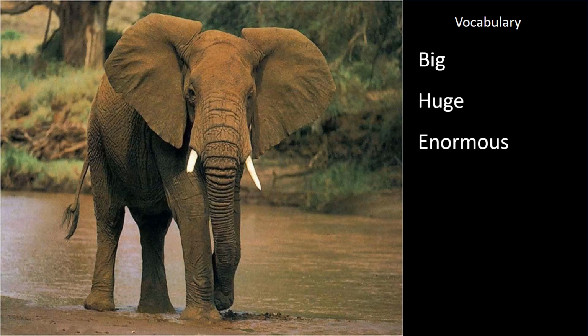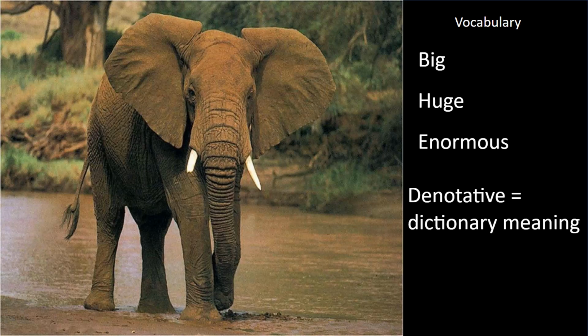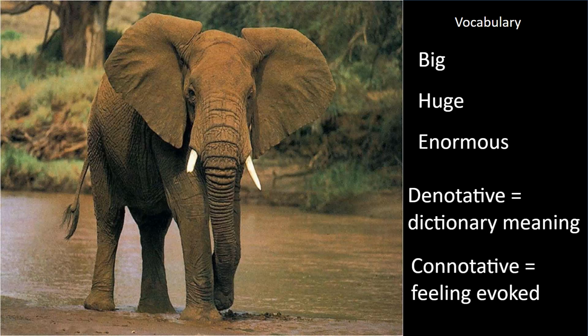Close your eyes and see what happens in your mind when you hear these three sentences. The elephant was big. The elephant was huge. The elephant was enormous. Okay, open your eyes. Technically, these three words have the same meaning. Even though the denotative or the dictionary meaning for all of these words indicate large in size, the picture in your head probably changed with the feeling or the connotative meaning of each word.